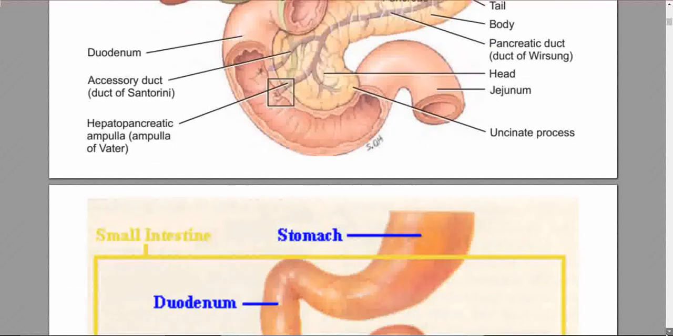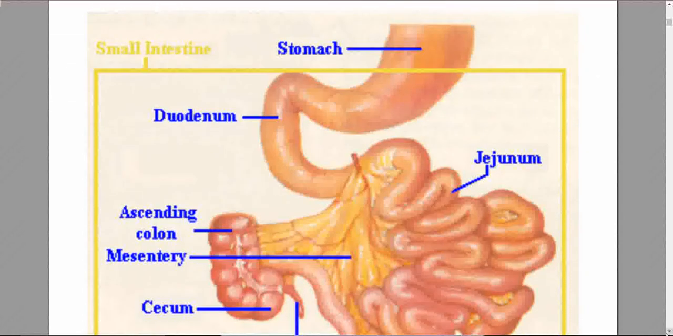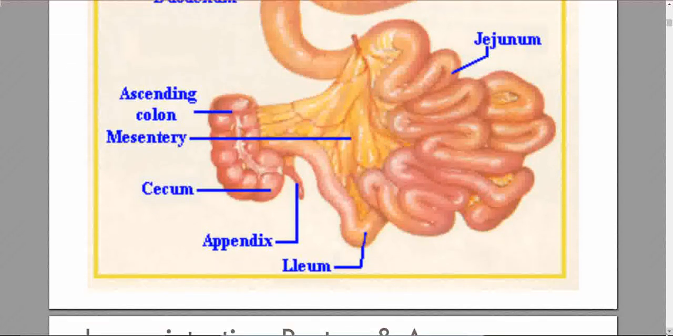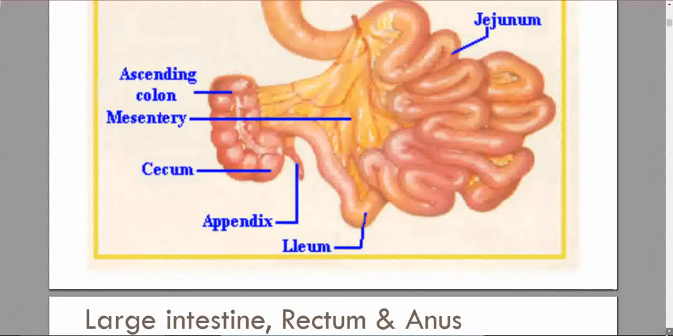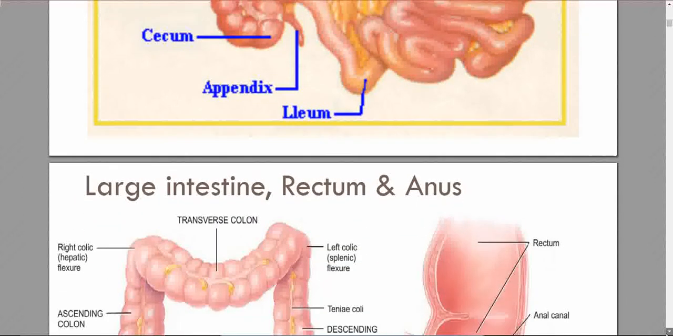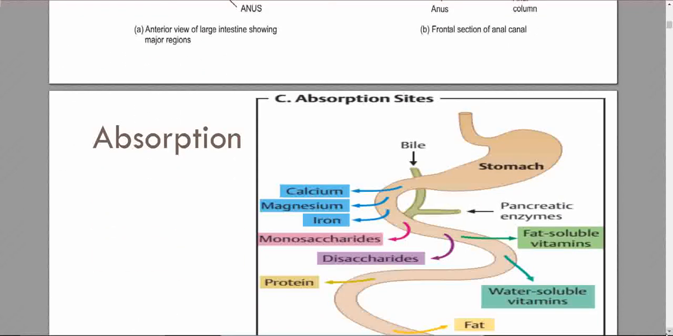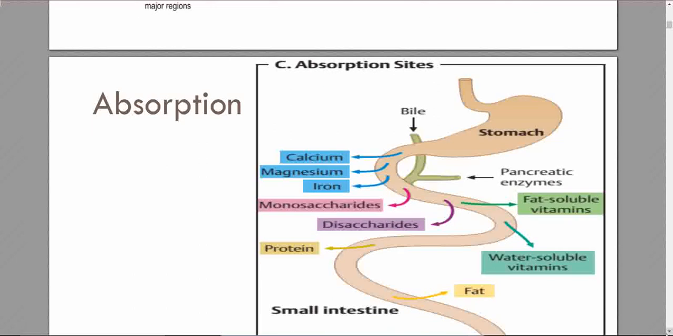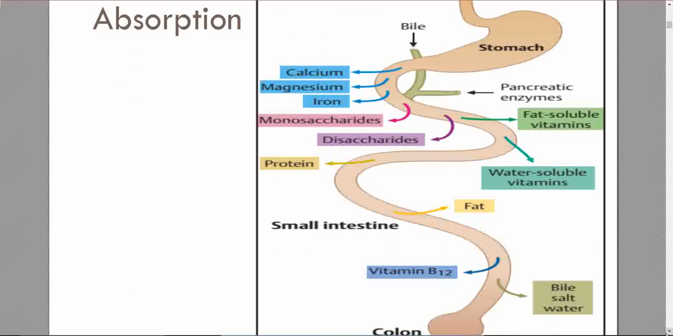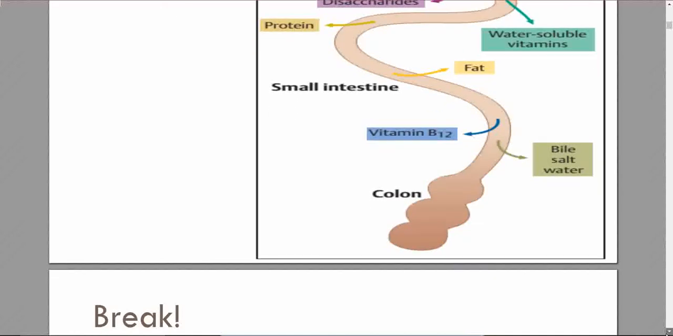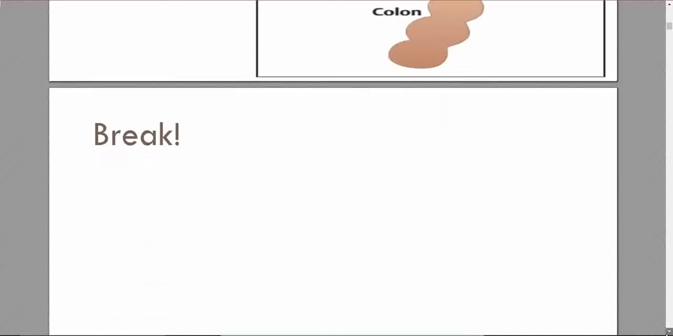So let's proceed. Similarly, you can view the image of the intestine, the mesentery, the blood supply, the ileum, the appendix. These are just a structural review of what we are supposed to learn. Absorption sites: calcium is absorbed there, magnesium, iron is released and absorbed in the blood. Disaccharides are also absorbed, water soluble. You need to know which specific regions, and then you can have a break.